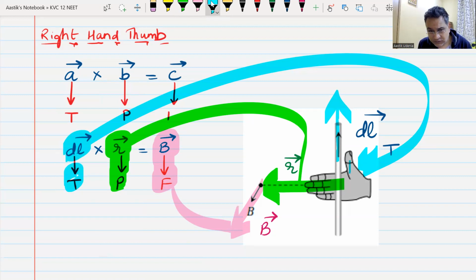We will use this in the next class to find out the direction of the magnetic field in various cases. Don't worry. Try to practice this. First vector, second vector, cross product. Do we understand this?